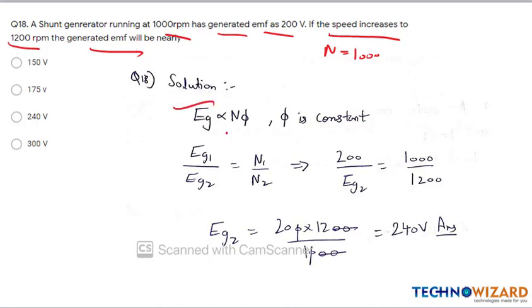Now we know that Eg is directly proportional to N into phi. N is the speed and phi is the flux. And for a shunt generator, remember flux is constant. Now Eg1 upon Eg2 is equal to N1 upon N2. Now putting the values, Eg2 will come out to be 240 volt, which is the correct answer.